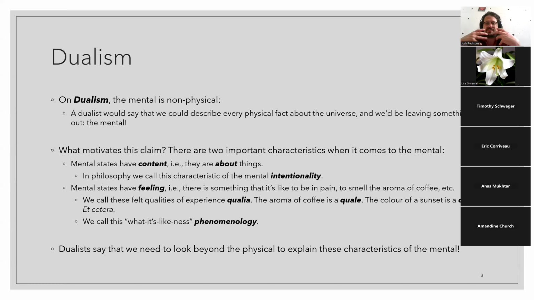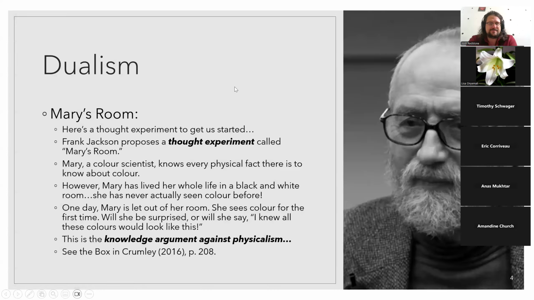Phenomenal consciousness is the sort of consciousness where there's something that it's like to have the experience. Now, dualists say that in order to explain intentionality and qualia, we need to look outside of the physical in some sense or another.